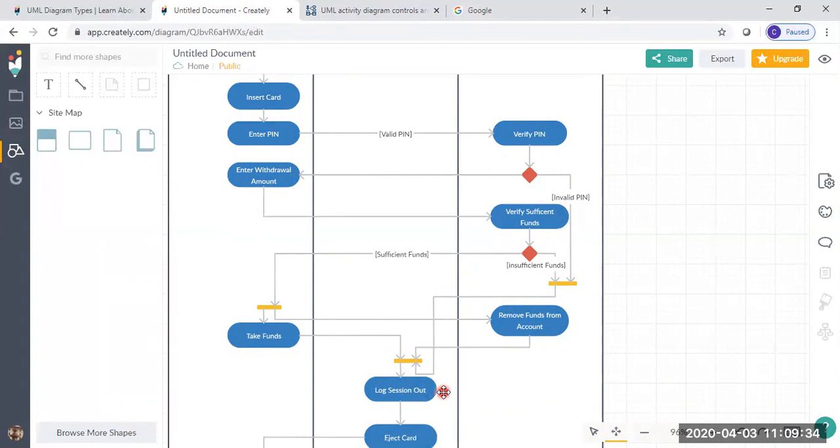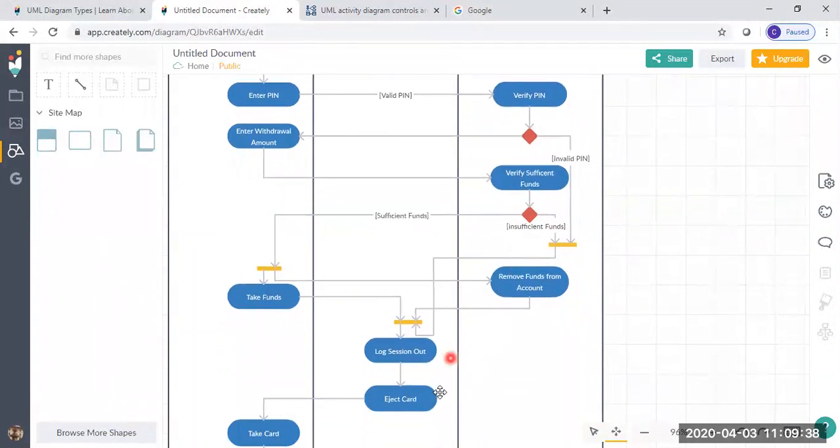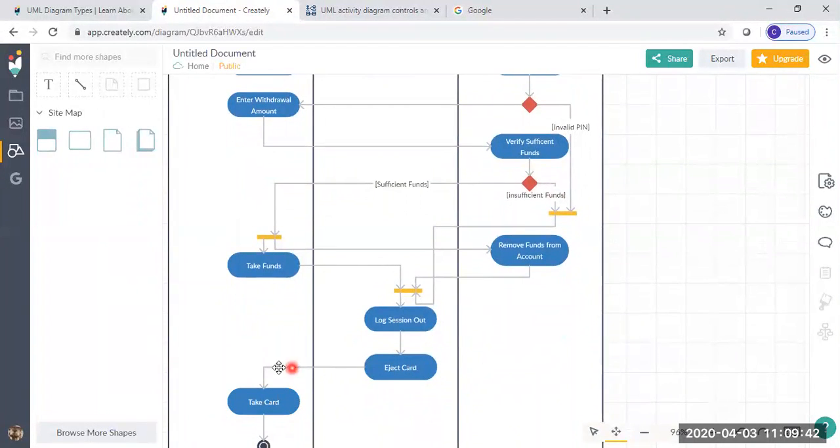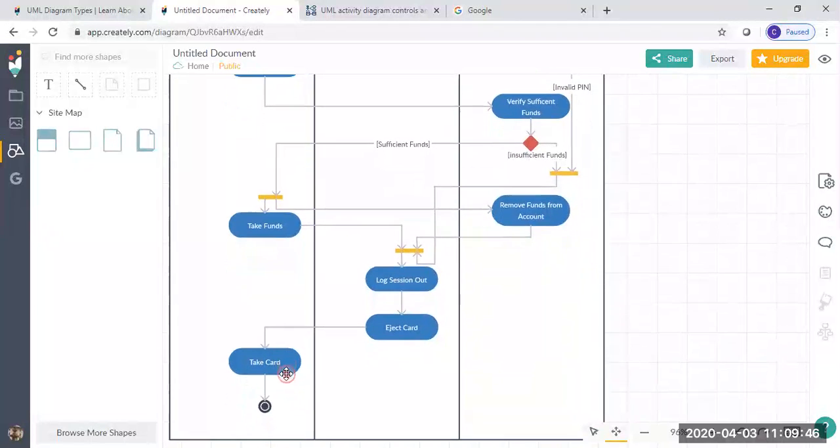Fine. So once you enter the log session out activity, your card gets ejected, and then the account holder takes the card, and over here the activity diagram finishes. So this is the end of the activity diagram. I hope it is clear.